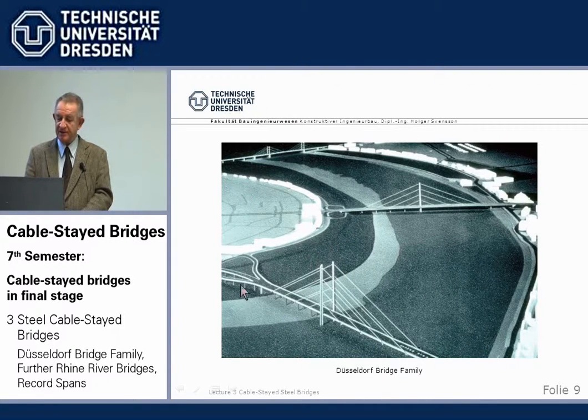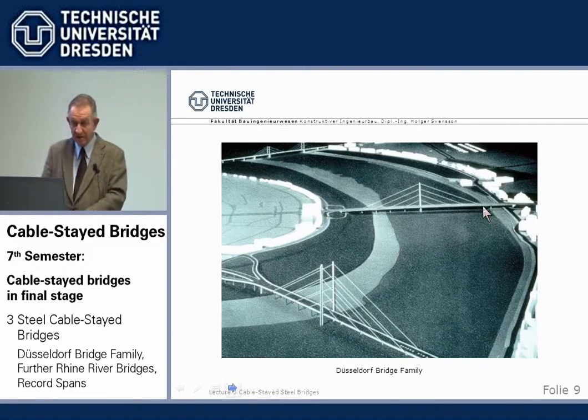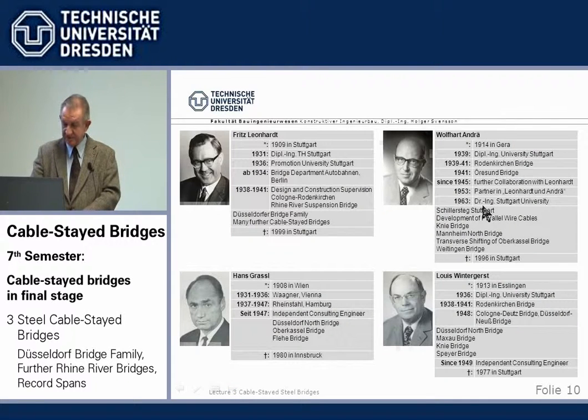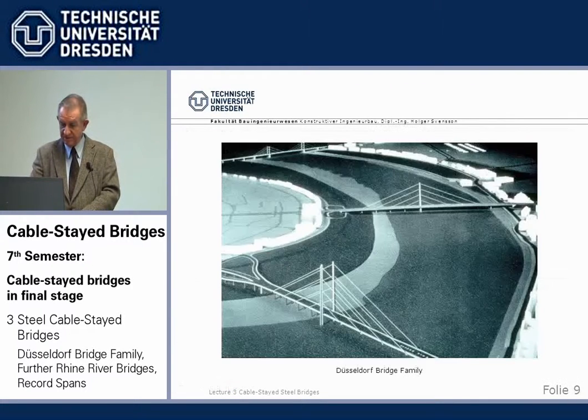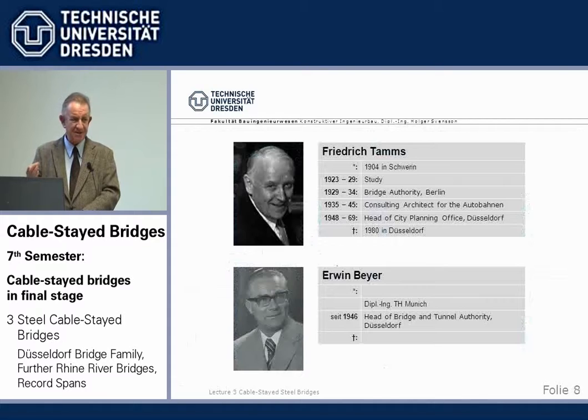Then the second built was the Kniebrücke, because of the bend of the Rhine. And the third one was Düsseldorf Oberkassel. Now, since this was the real start of the worldwide development, I would like briefly to point out the people responsible.